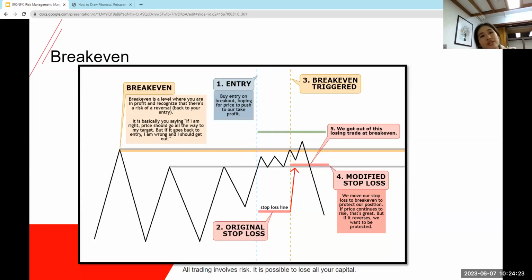Okay, so we're just gonna briefly touch a bit on break even and idea invalidation. Because I just feel like this is an important part of risk management. So break even is a level where you are in profit and recognize that there is a risk of reversal. That's basically the idea for this.